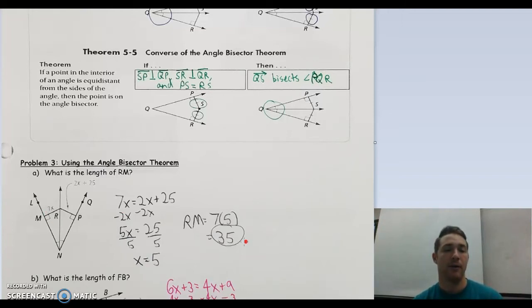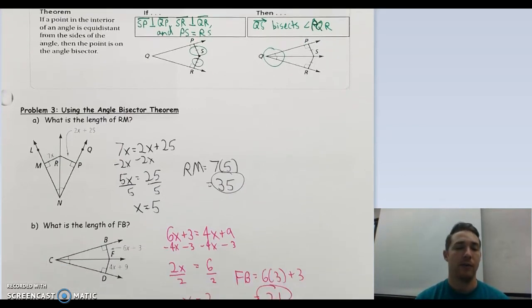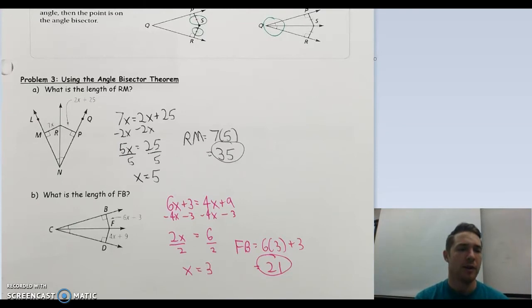So 7 times 5 should be 35 for that length. If I try and do that again for that bottom question, same idea. If I know that this is an angle bisector, so CF is cutting this angle right here in half into those two parts, that means the distance to both sides should be the same, so 6x minus 3 should be equal to 4x plus 9. Set up that equation and solve for x. We get that x is 3.